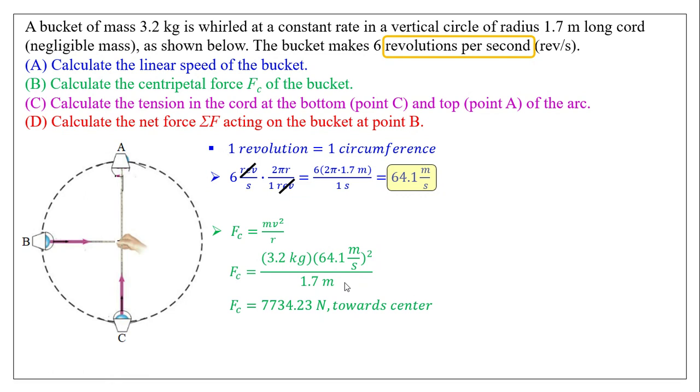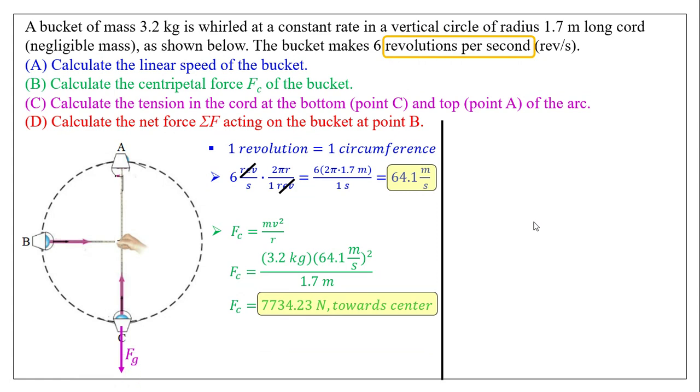All right, now let's do C and D. To do C, it says find the tension in the cord at the bottom and the top. So point C being the bottom, point A being the top of the arc. In no particular order, I'm going to do the bottom first. At the very bottom of the vertical loop, the bucket has a force of gravity pointing down the page, but it also has a tension pointing towards the center where the hand is holding the string.